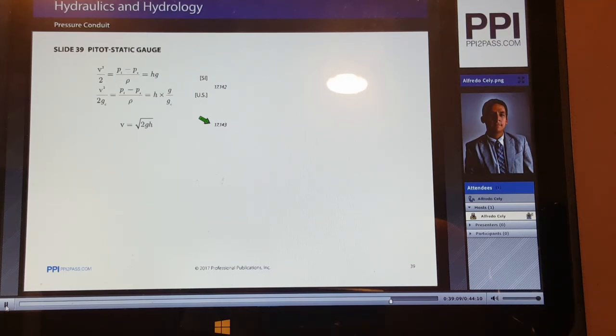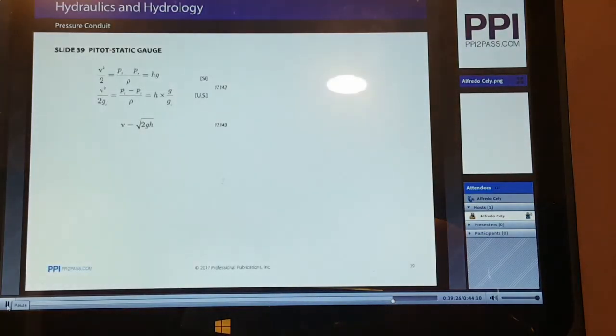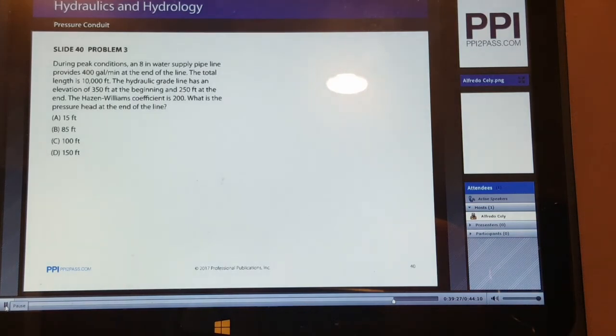Pitot tubes are used in airplanes to determine both airspeed and altitude, which demonstrates that Bernoulli's equation is applicable in many different aspects of fluid dynamics. So now it's time to review an example problem. So let's go through the problem prompt.